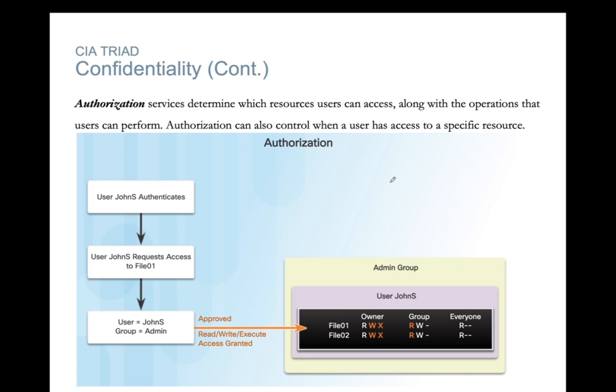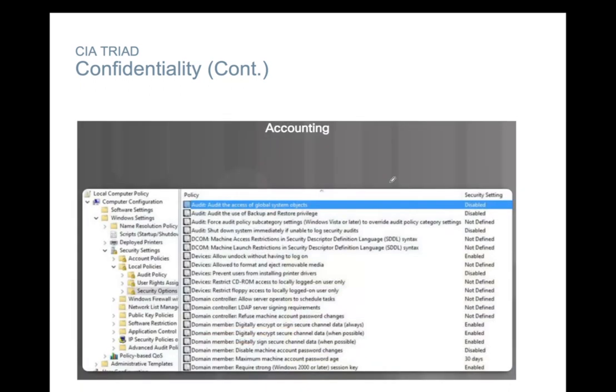The third A is accounting. Accounting keeps track of what users do, including what they access, the amount of time they access resources, and any changes made. For example, a bank keeps track of each customer account. An audit of that system can reveal the time and amount of all transactions and the employee or system that executed the transactions. Cybersecurity accounting services work the same way. The system tracks each data transaction and provides auditing results.